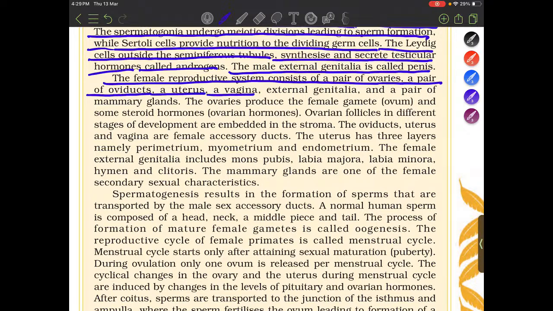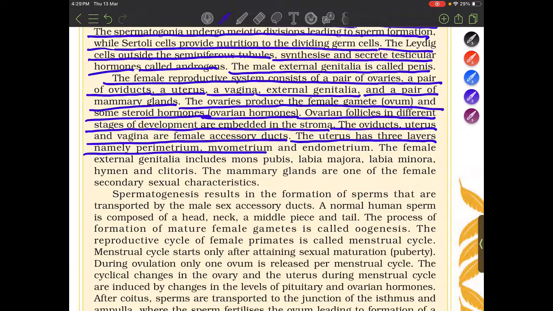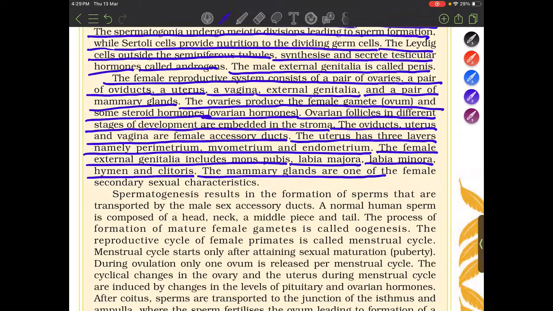The female reproductive system consists of a pair of ovaries, a pair of oviducts, a uterus, a vagina, external genitalia, and a pair of mammary glands. The ovaries produce the female gamete, the ovum, and some steroid hormones, the ovarian hormones. Ovarian follicles in different stages of development are embedded in the stroma. The oviduct, uterus, and vagina are female accessory ducts. The uterus has three layers, namely perimetrium, myometrium, and endometrium. The female external genitalia include mons pubis, labia majora, labia minora, hymen, and clitoris. The mammary glands are one of the female secondary sexual characteristics.